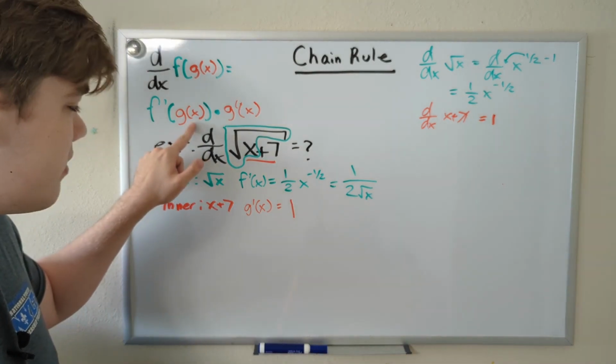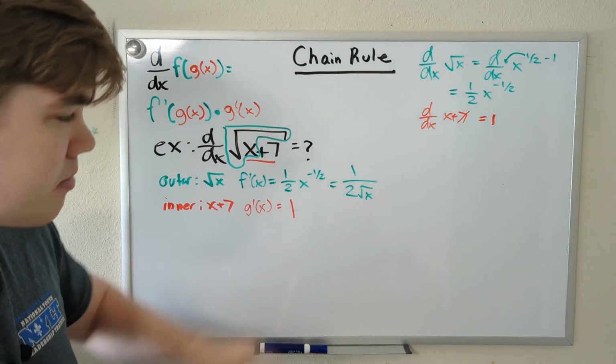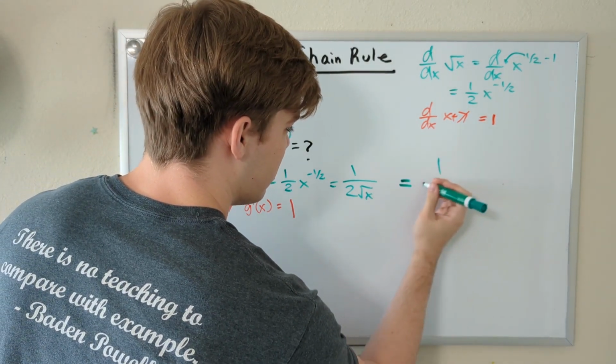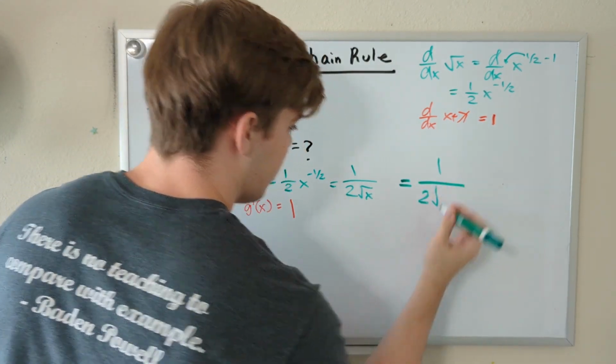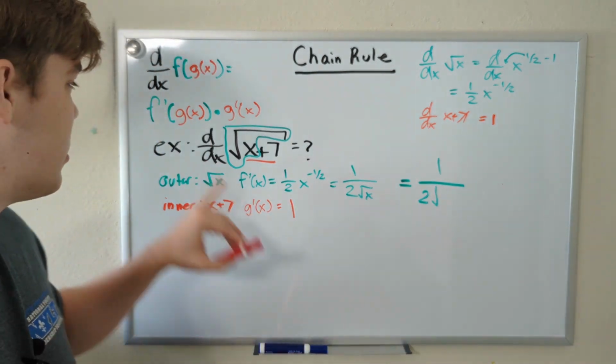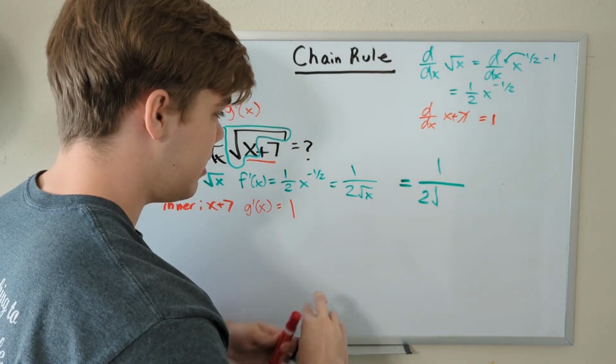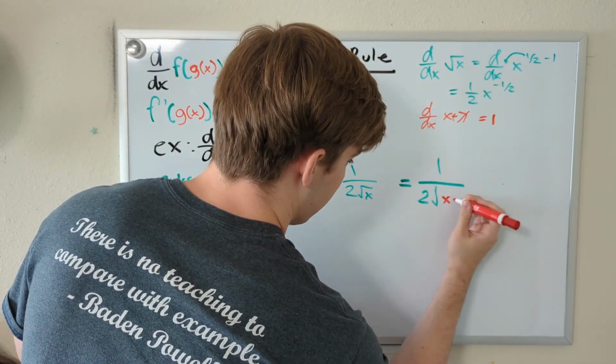First, we need to plug g of x into f prime. This is f prime, 1 divided by 2 times the square root of x. So this is equal to 1 divided by 2 times the square root, and we need to replace x with g of x. Our g of x was this x plus 7. So inside our little square root here, we just had to write x plus 7.